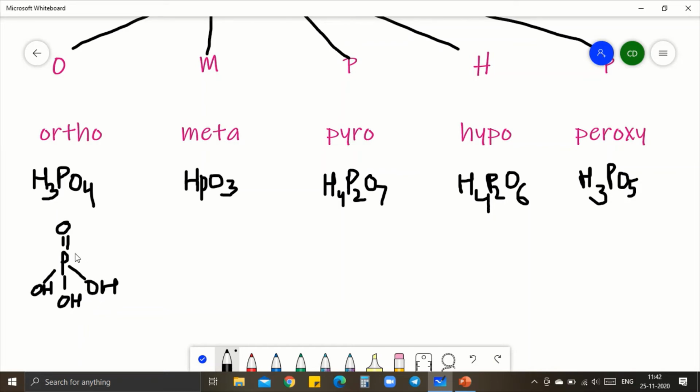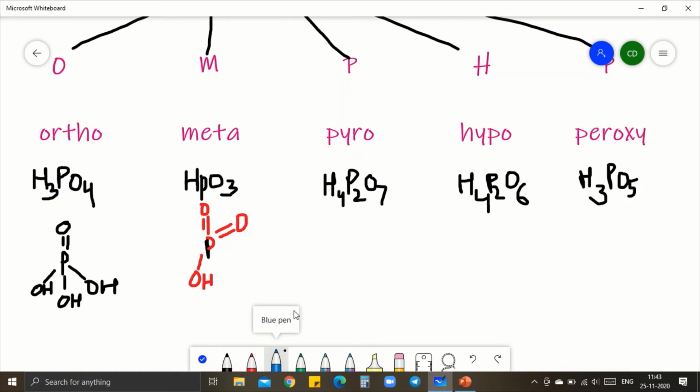This is the structure of orthophosphoric acid. Coming to meta, one P double bond O. So one OH again. Hydrogens are completed, so phosphorus forms 5 bonds. So another P double bond O. This is the structure of metaphosphoric acid.